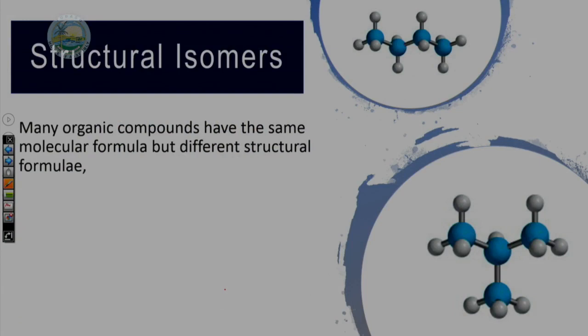What have we observed as chemists? You have observed that many organic compounds have the same molecular formula but different structural formula. So they are substances with the same molecular formula, C5H12, but they are built differently.